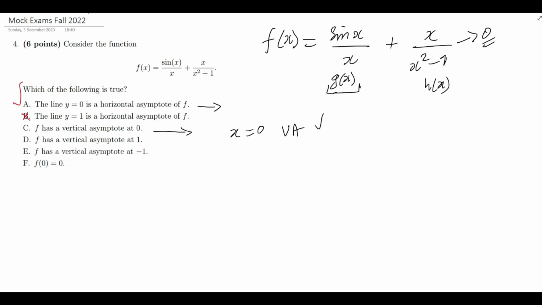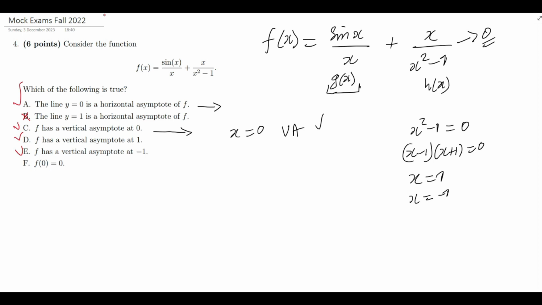Now the second option says that f has a vertical asymptote at 1. How can we know that? This is also true because we know from h of x that x squared minus 1, if we set that to 0, is going to give us our vertical asymptote. This is a difference of two squares, so x minus 1 and x plus 1 each set to 0. Therefore, x equal to 1 and x equal to minus 1 are both vertical asymptotes. So this statement is correct.